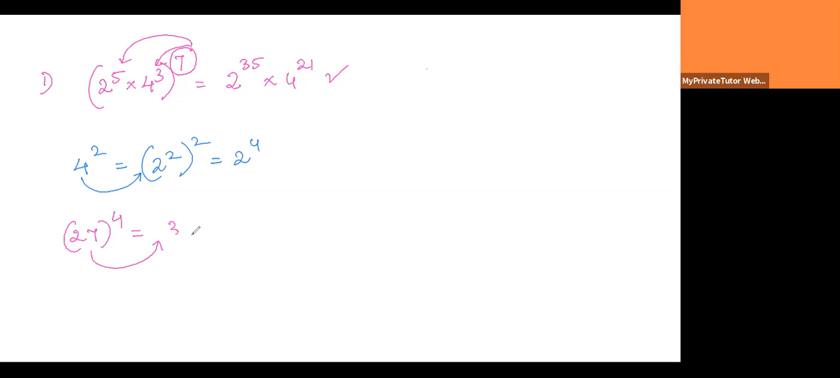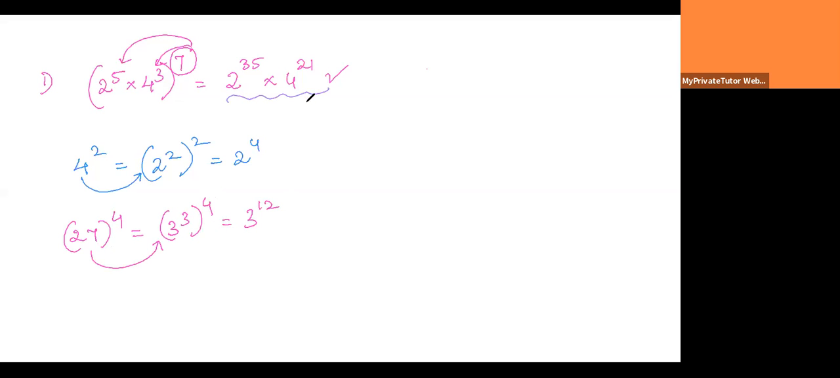Isn't it? Whole power of 4. So the final answer is 12. Which means 27 whole power 4 is the same as 3 power 12. Okay, so why do I explain these things?